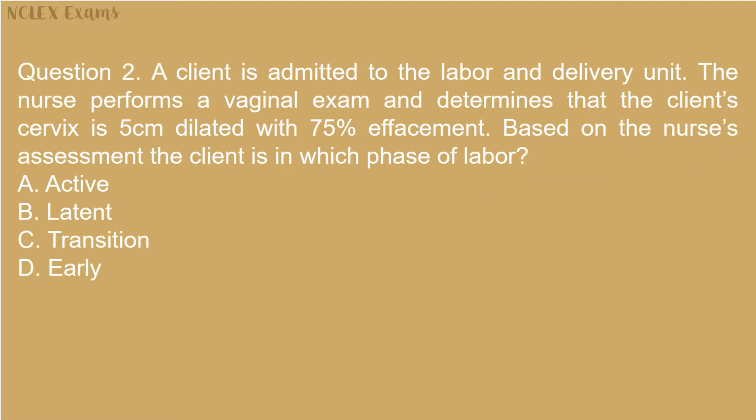Question 2. A client is admitted to the labour and delivery unit. The nurse performs a vaginal exam and determines that the client's cervix is 5 centimeters dilated with 75% effacement. Based on the nurse's assessment, the client is in which phase of labour? A. Active, B. Latent, C. Transition, D. Early.